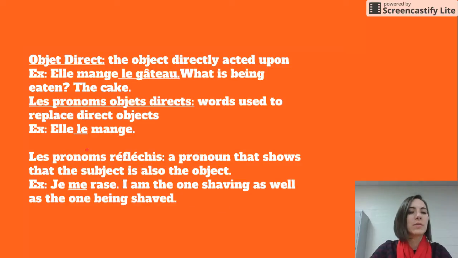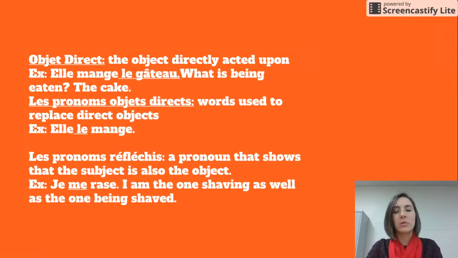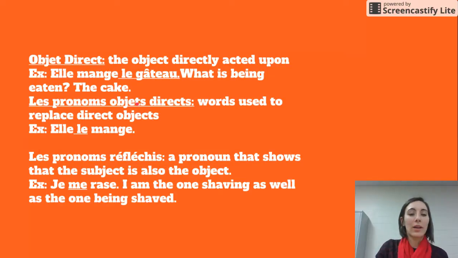So here you'll see we have an example of a direct object. Elle mange le gâteau. If you can ask yourself what is being eaten and you can answer that, then that's a direct object. So that's the cake. Les pronoms objets directs are words that are used to replace direct objects. So we have elle le mange, because we replaced le gâteau, which was our direct object. Direct objects can be people or things.